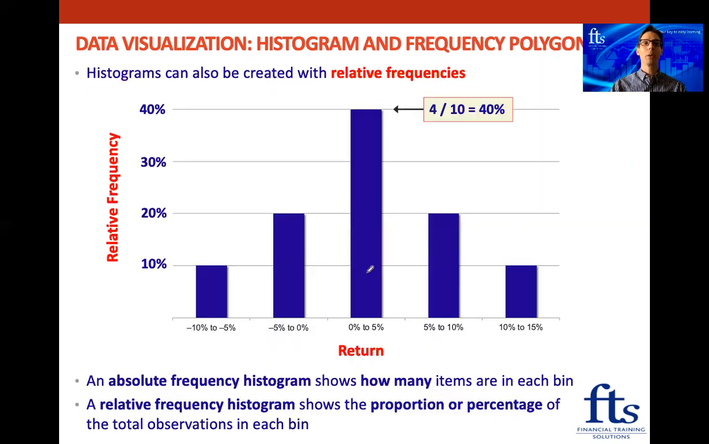Now we can also do the histogram with relative frequency. Instead of plotting absolute frequency on the vertical axis, we can plot relative frequency. So remember what the relative frequencies are. These are the percentages. They show us the percentages of the observations in each interval or bin.